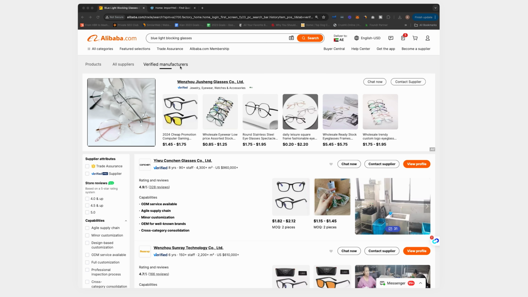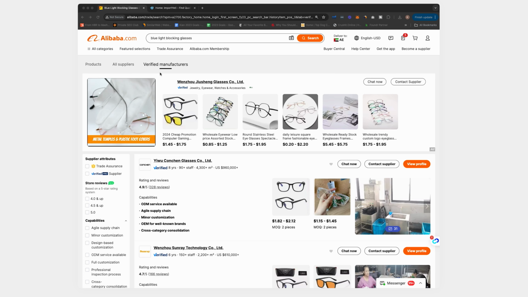Now, the first thing it's going to auto select for you, but you want to double check that it's selected, is verified manufacturers. And why this is so important is it means that a third party has gone in and verified that the information that this factory has given is actually correct. And just to show you all the negative suppliers that this filters out.